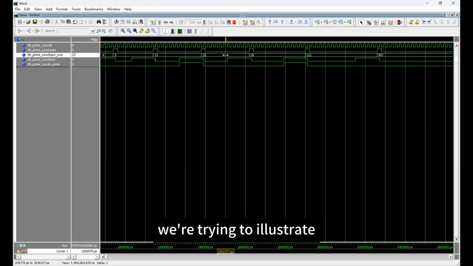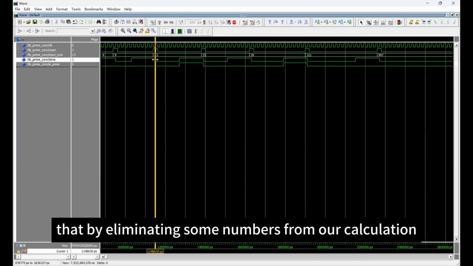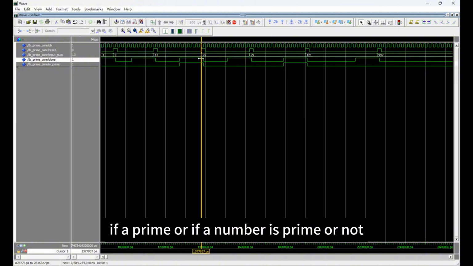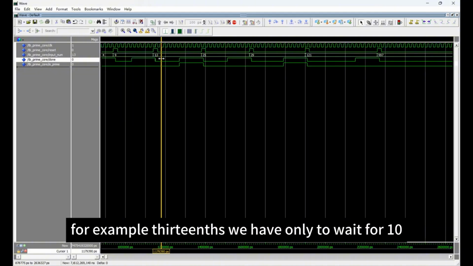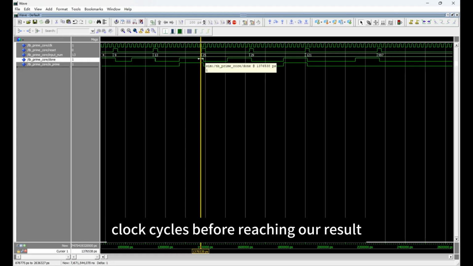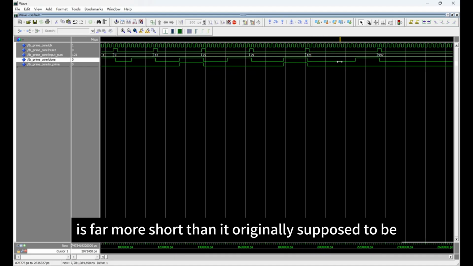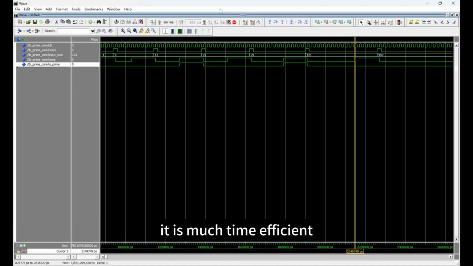We're trying to illustrate that by eliminating some numbers from our calculation, we are able to save time when calculating if a number is a prime or not. For example, for 13, we only have to wait for 10 clock cycles before reaching our result. And for 121, we also need about 20 clock cycles, which is far shorter than it originally was supposed to be. It is much more time efficient.